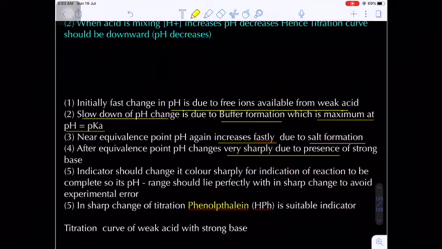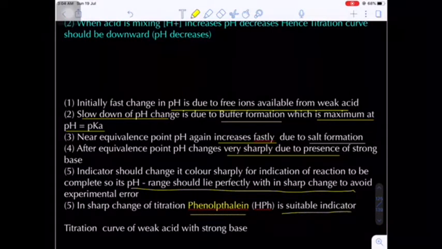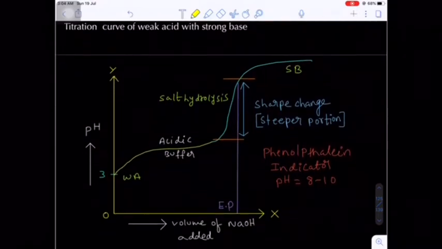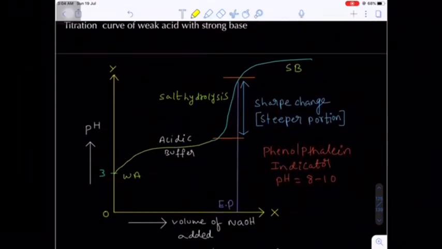Okay. Now the indicator should change its color sharply for indication of the reaction to be completed. Just now I told you in the beginning, the indicator has great significance in the completion of the reaction. It will show a color change visually. So its pH range should lie perfectly within the sharp range to avoid experimental error. Now in this reaction we will use a phenolphthalein indicator, that is a suitable indicator. Which indicator will we use in the titration of a weak acid and strong base? Phenolphthalein. Are you getting my point?